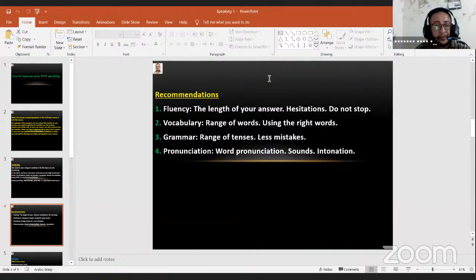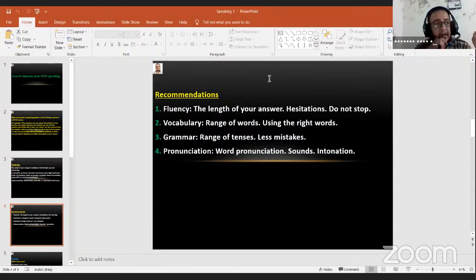Pronunciation. Word pronunciation, sounds, intonation. Word pronunciation does not mean that it matters if you use British English, American English, or Iraqi English. It's not a big deal. It's okay. For example, we have the word advertisement. Advertisement is the British pronunciation, and advertisement is the American one. So both are English, so it's correct. Don't worry about this point.